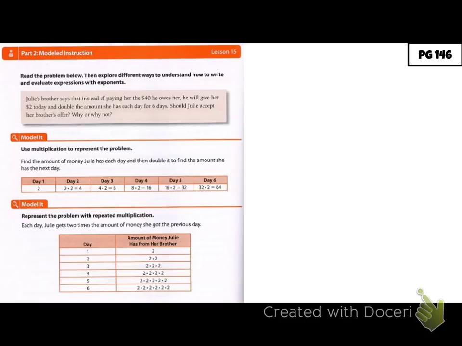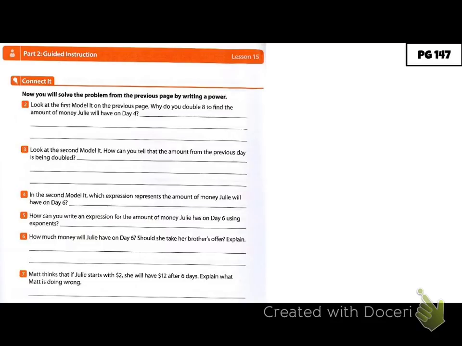Or you can do the same thing and set it up in a little bit of a different way. Instead of working out each one from the previous day, you just add multiplying another 2. So day 1 would be 2, day 2 is 2 times 2, day 3, 2 times 2 times 2, and so on. So now let's go through and answer some questions about those.